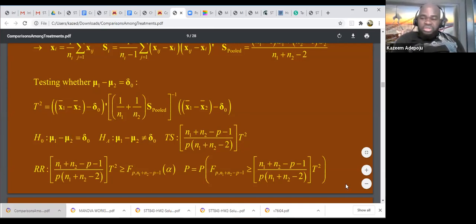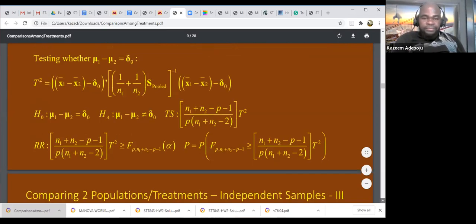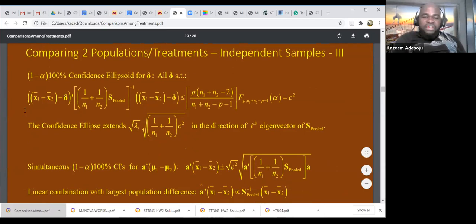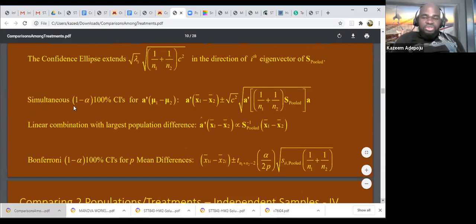And of course, this is going to be the confidence interval. If you want to find the formula of the confidence interval, this is what you are going to use. This here. This is what you're going to use, and this is the Bonferroni version.